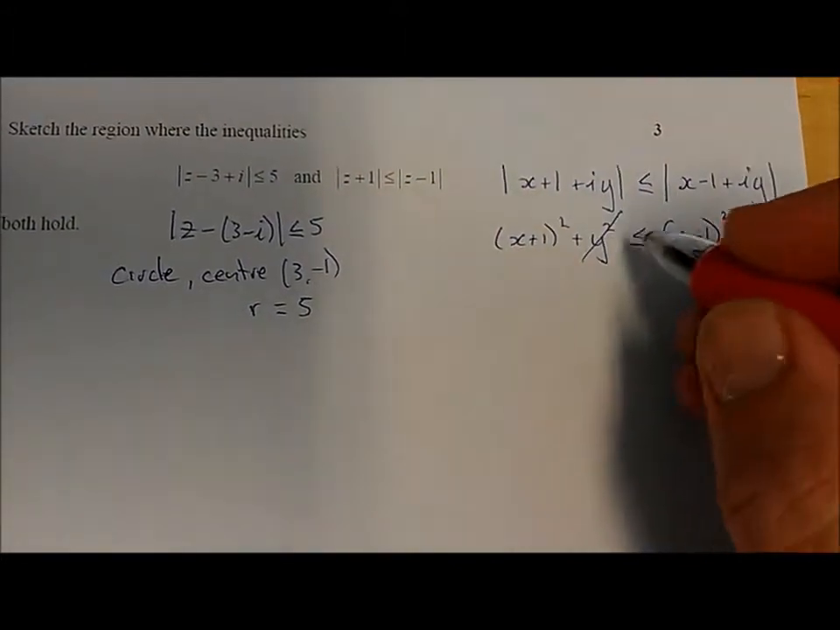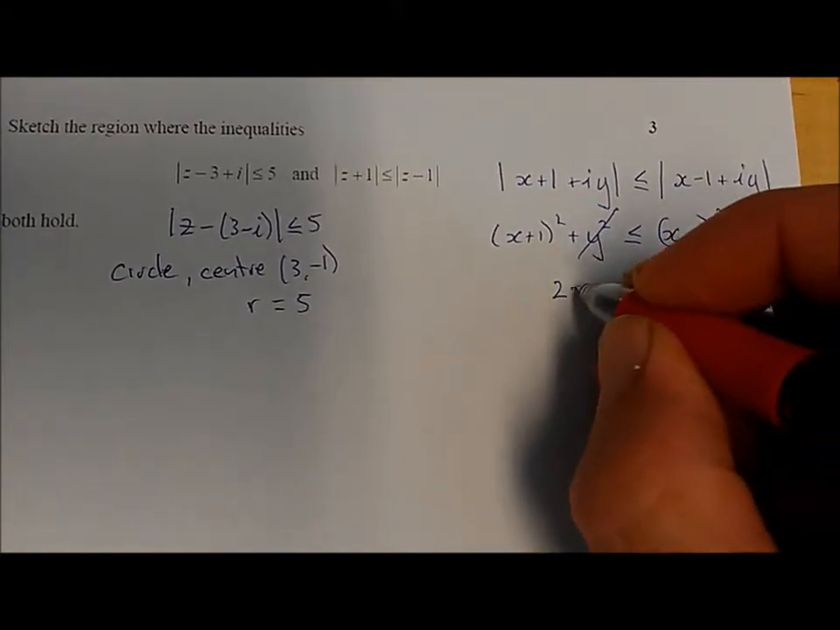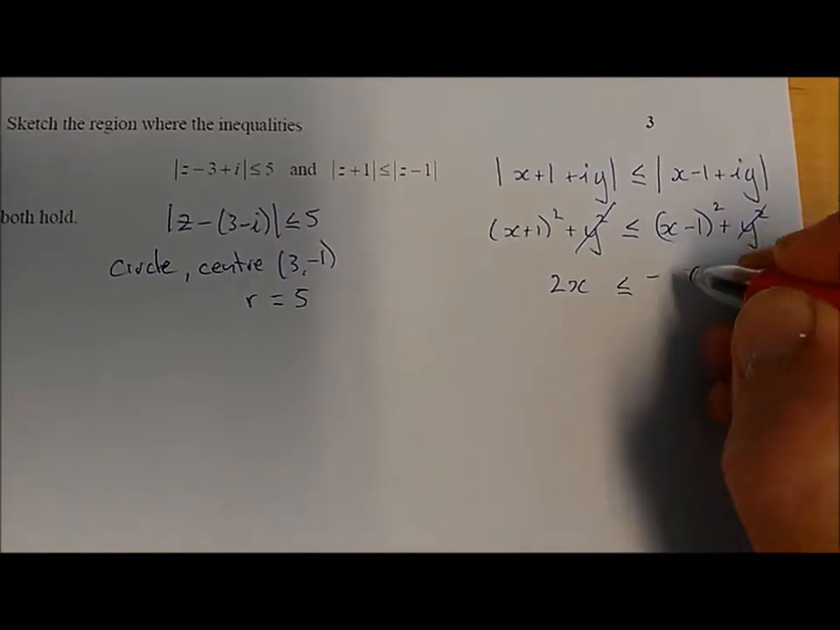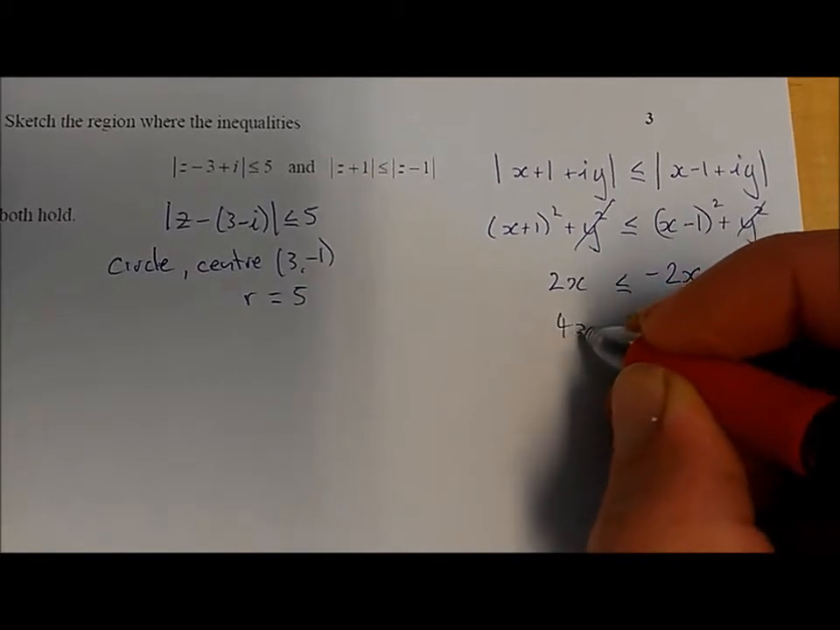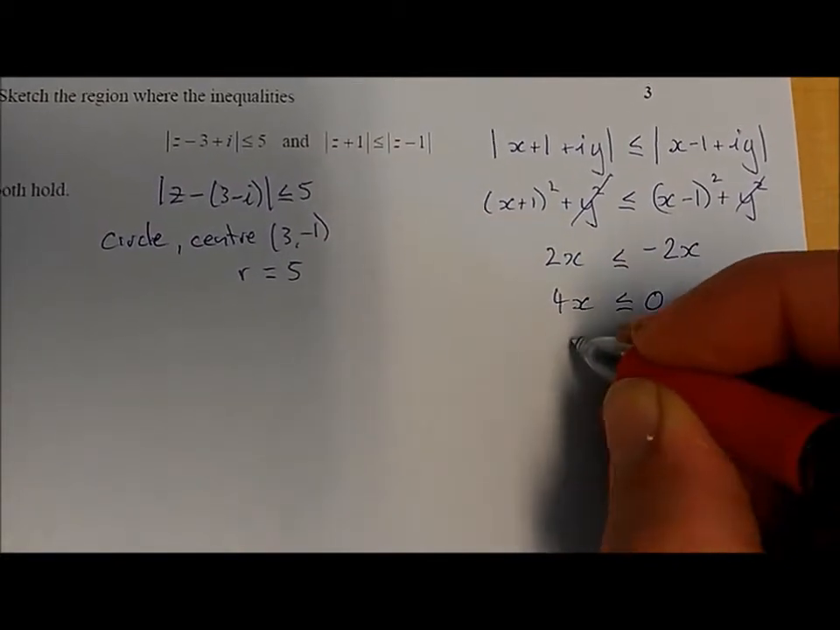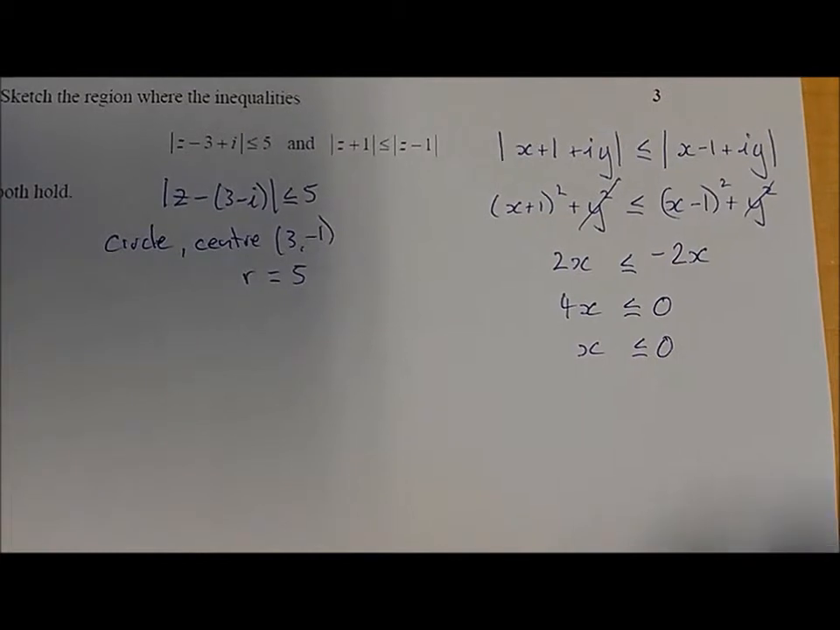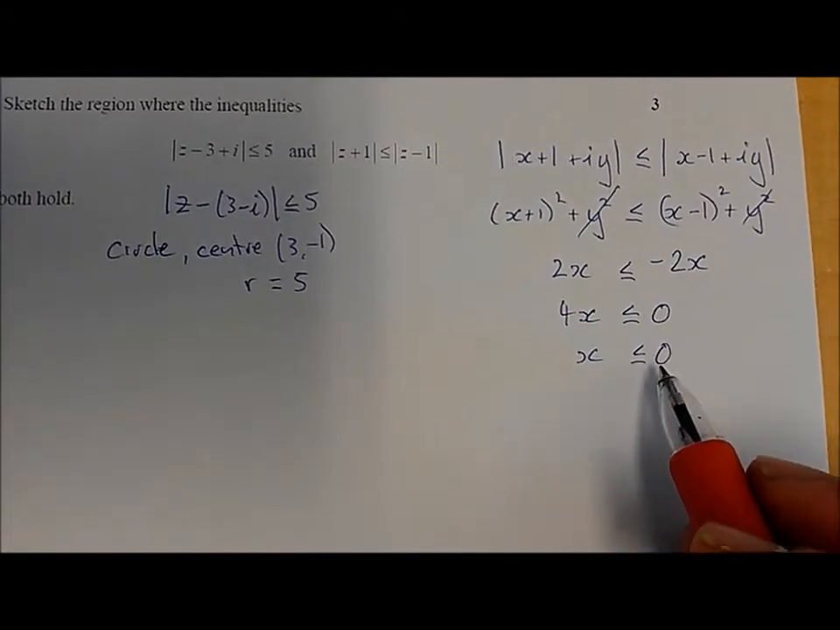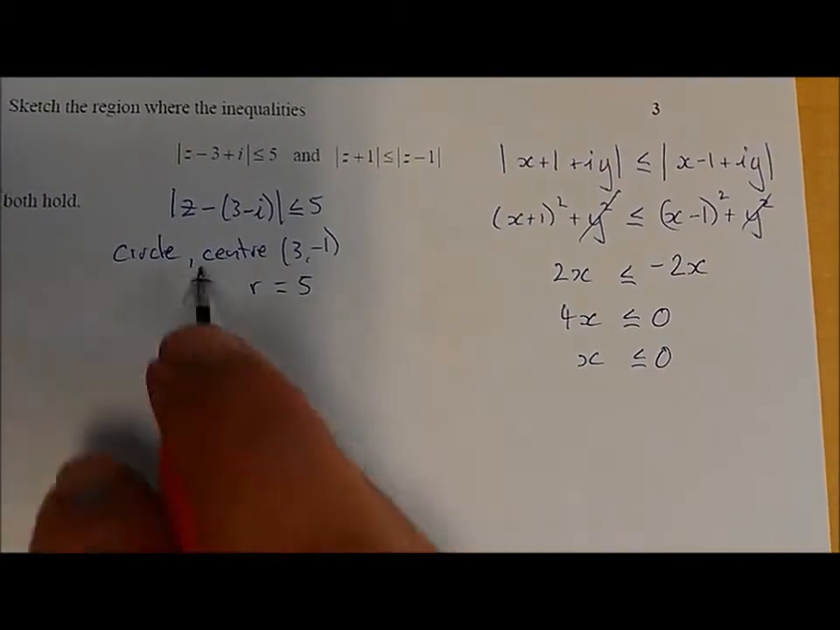Expanding that out would get rid of the x squareds and a little bit extra, leaving just 2x is less than or equal to negative 2x, so 4x is less than or equal to 0, and x is less than or equal to 0 would be the solution or the region here. And I want both of these to hold.